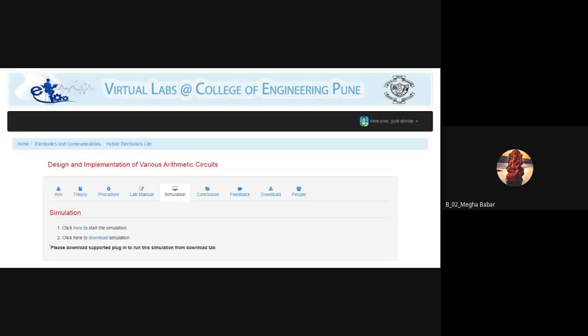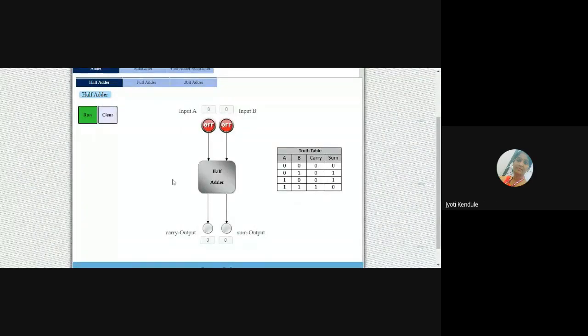Yes, Megha. No. Is the diagram visible? No, ma'am. Just a minute. Now it is visible. It's visible. Yes, ma'am. Audumbar, it is visible. Yes, okay.